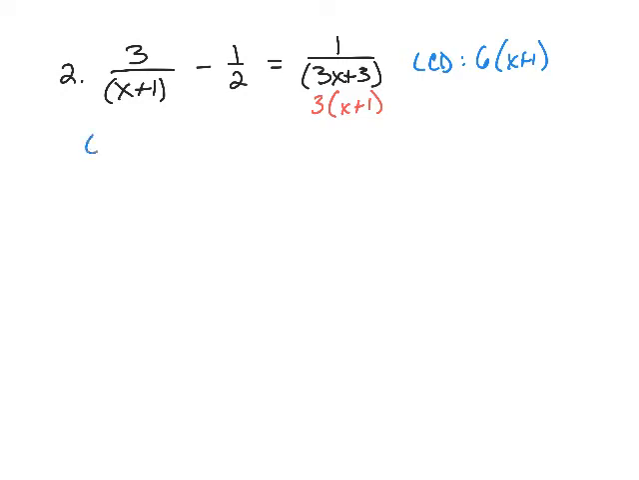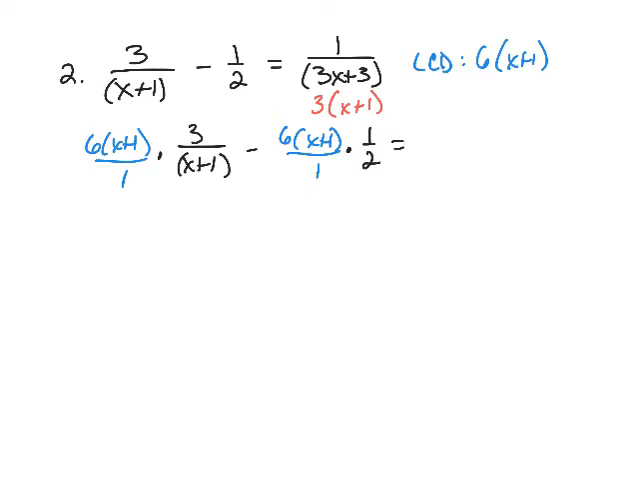We want 6 times x plus 1 over 1 multiplied by the 3 over x plus 1 minus 6 times x plus 1 over 1 multiplied by the 1 over 2, and that's equal to 6 times x plus 1 over 1 times 1 over, and I'm going to write my factored form because it's much easier to reduce when it's all factored out.